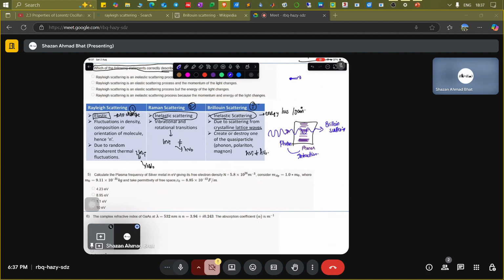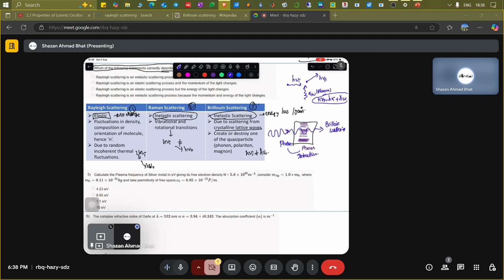So let me draw it like this. You have an incoming photon and you have an incoming phonon. So what is going to happen? Let's say the photon goes in this direction and it changes energy. If this is h nu i, and this is h nu f, then the overall total energy will be h nu f equals h nu i plus h bar omega. This is the energy of the phonon. So there will be an overall change in the energy. Similarly, what happens in Raman?